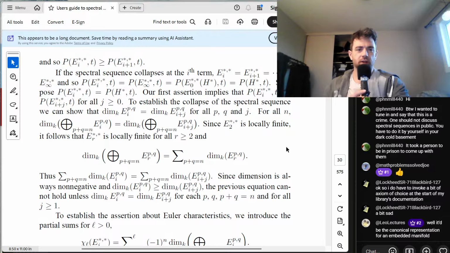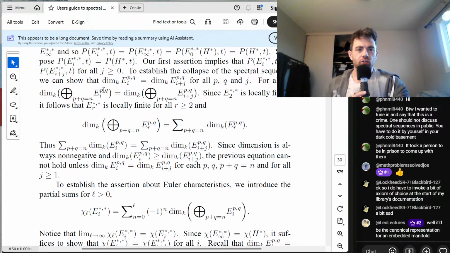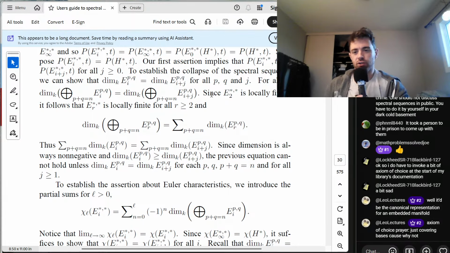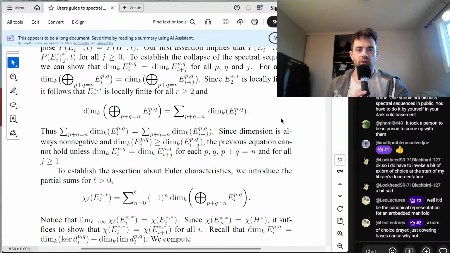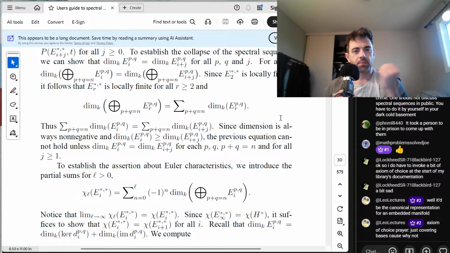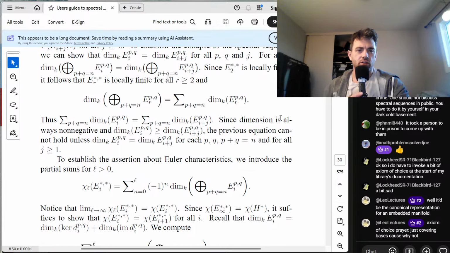Okay, where are we here? Back to the spectral sequence. So we have this. We want to establish the collapse of the spectral sequence. So we'd like to show that this is true, now for all n, which is to say for all n, this is true. Since E2 it'd be the canonical representation for an embedded manifold, sure. So E2 is locally finite. It follows that since E2 is locally finite, ER is locally finite.